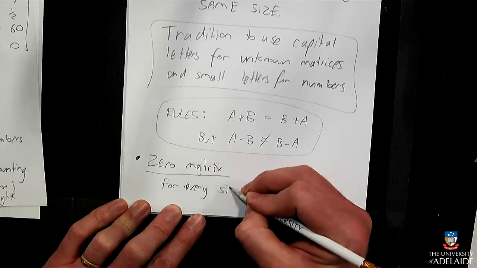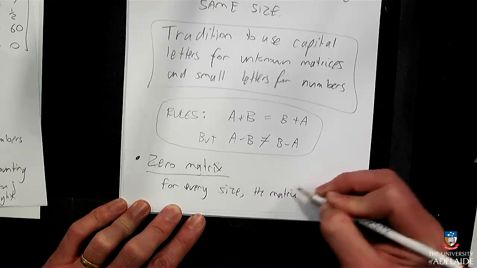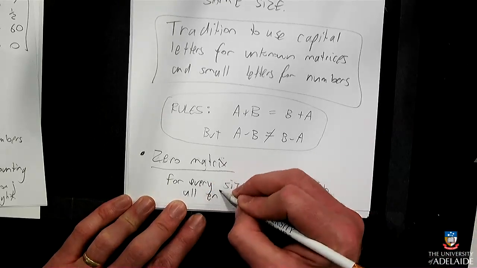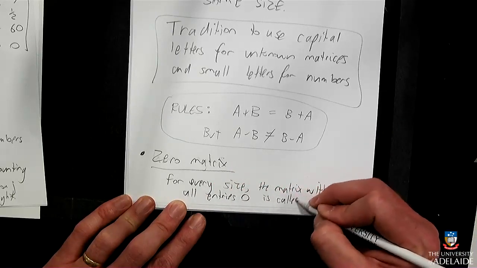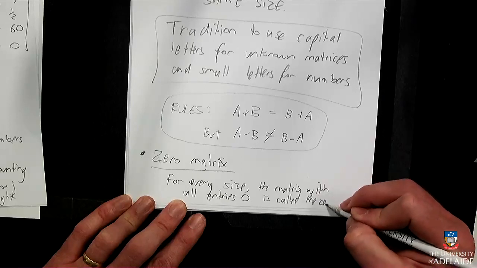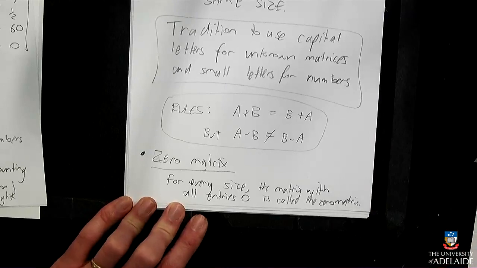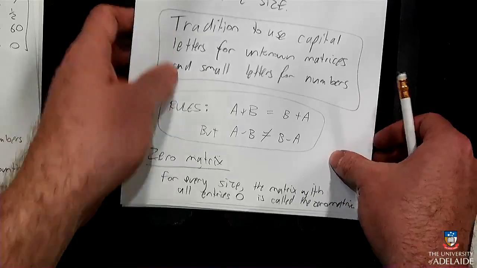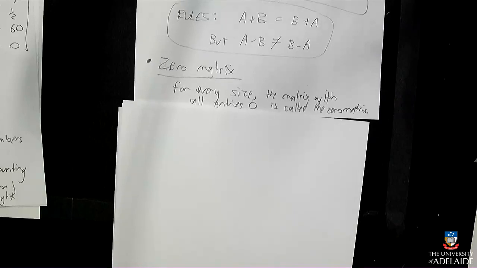For every size, the matrix with all entries 0 is called the zero matrix. And there's one for every size. There's a 3 by 2 zero matrix, there's a 4 by 4 zero matrix, there's a 1 by 7 zero matrix, there's a 6 by 1 zero matrix. And normally we use the capital letter O for the zero matrix.